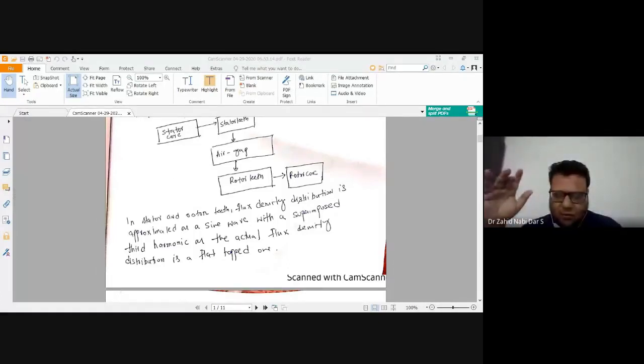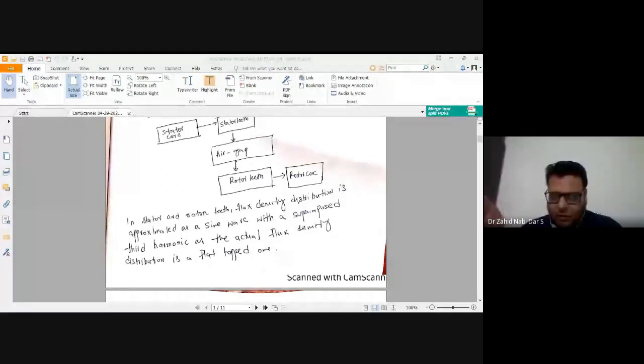To eliminate these harmonics, we cut the stator and the rotor tooth at an angle of 45 degrees, and this phenomenon is called skewing. Because of this phenomenon, we avoid crawling. Crawling means if we have not cut it at 45 degrees, because of these frequencies, pulsating torque will get induced in the opposite direction.